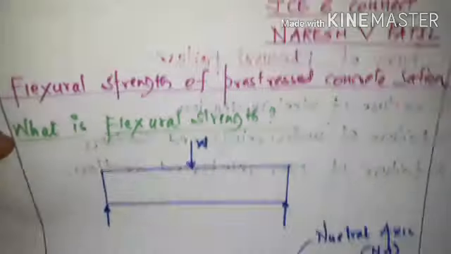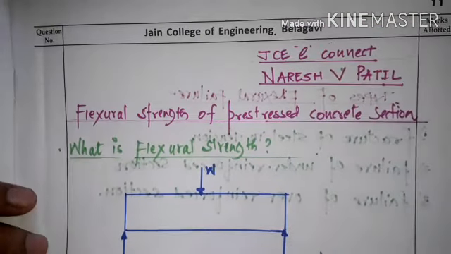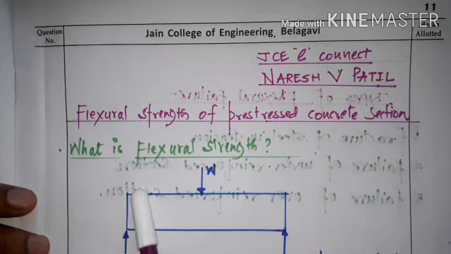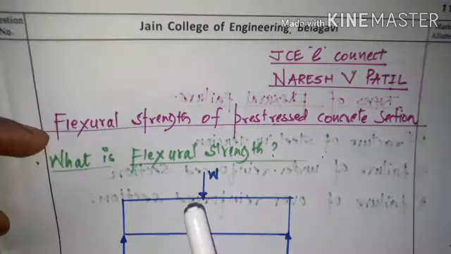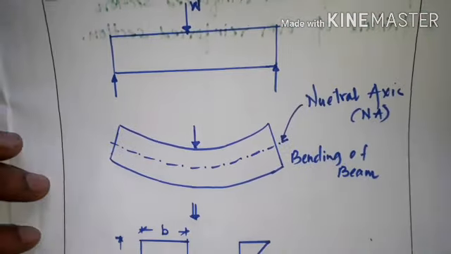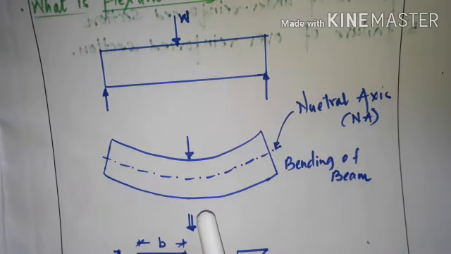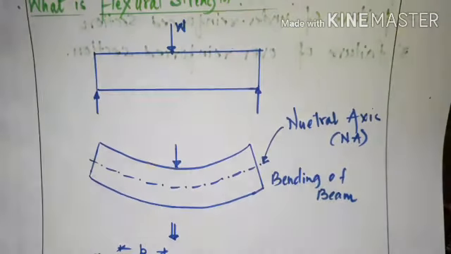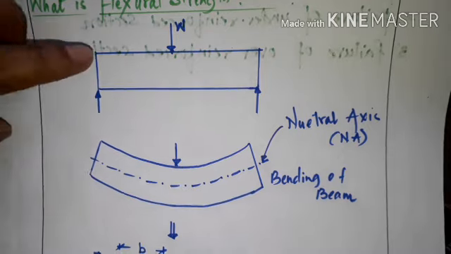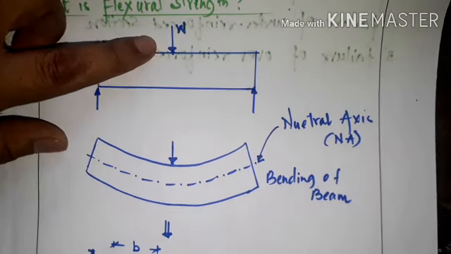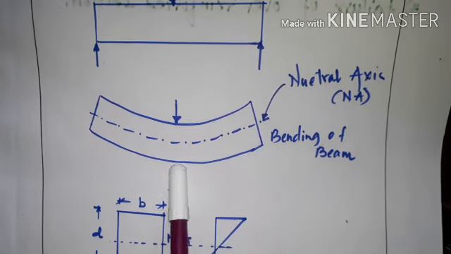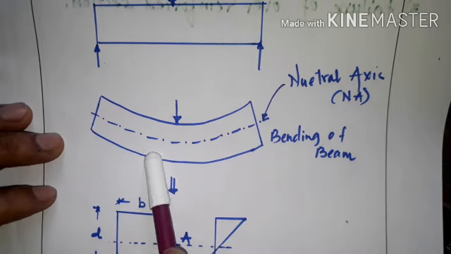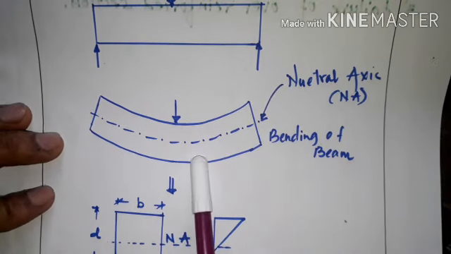We can see here there is one beam, simply supported, of rectangular cross section, loaded with W. When this beam is subjected to external load W, it will transform into bending. When a member is subjected to external load, it will bend. It has to bend.